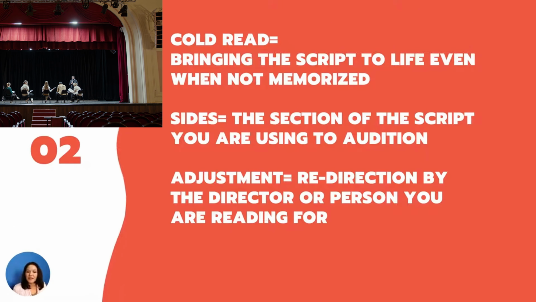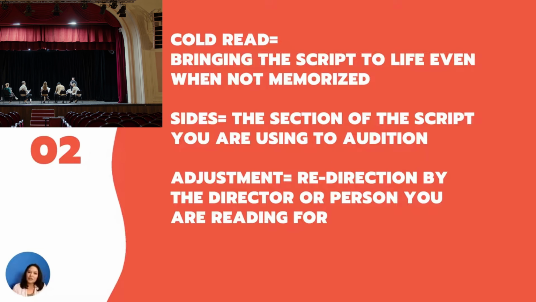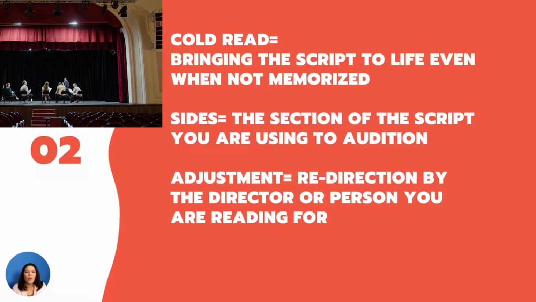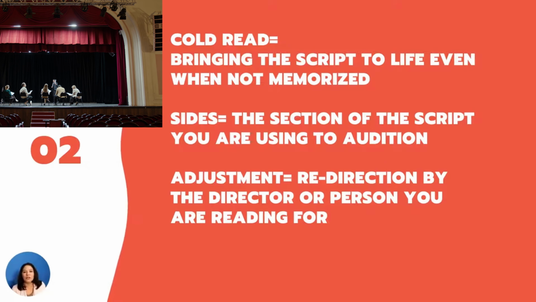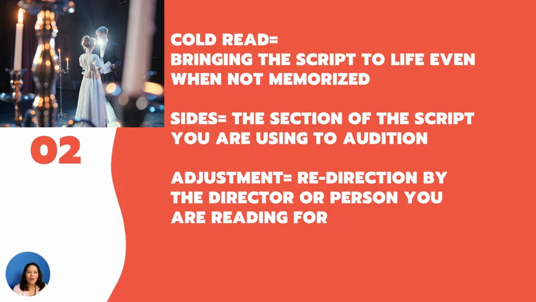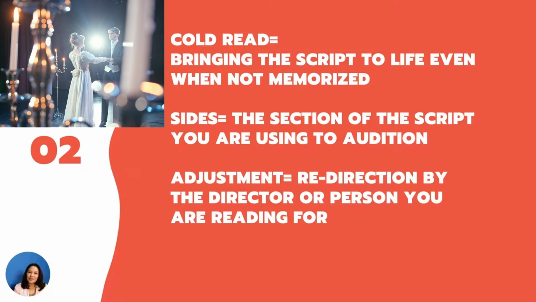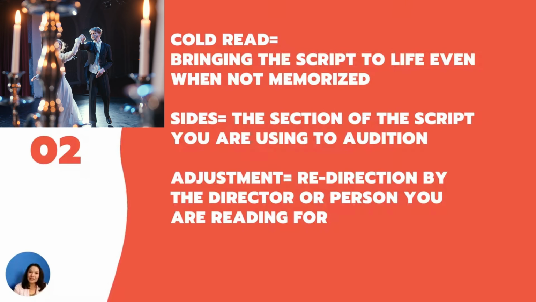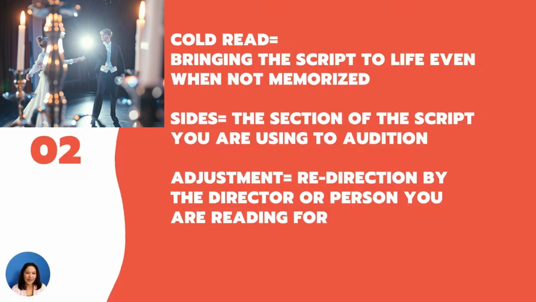All right, sides. The section of the script you are using to audition. You're not given the whole thing. They don't give you this whole binder of a script of the play or the actual episode. You're given a few pages. Read them all, every single one, not just your lines, all of it, the stage directions, the other people's lines.